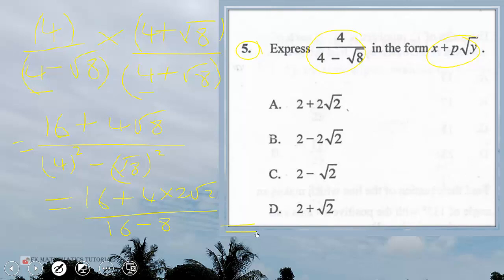So this will be equal to 16 plus 8 root 2 all over 16 minus 8 is 8. Now 8 will go into 16 2 times, and 8 will go into 8 1 time. So it will give you 2 plus root 2, which is D. And we can again punch this on your calculator straightforward to get this answer.